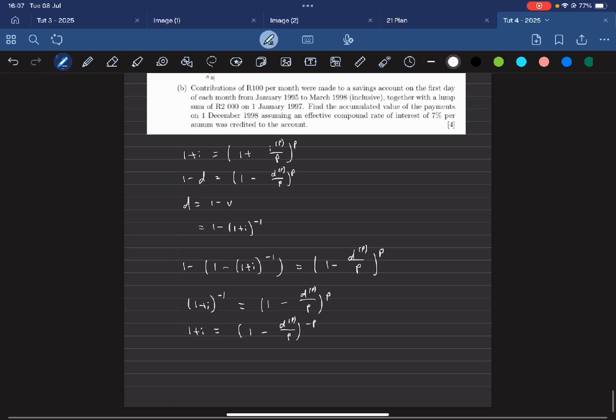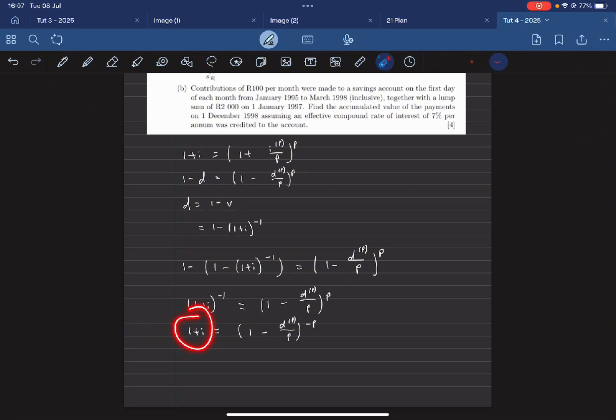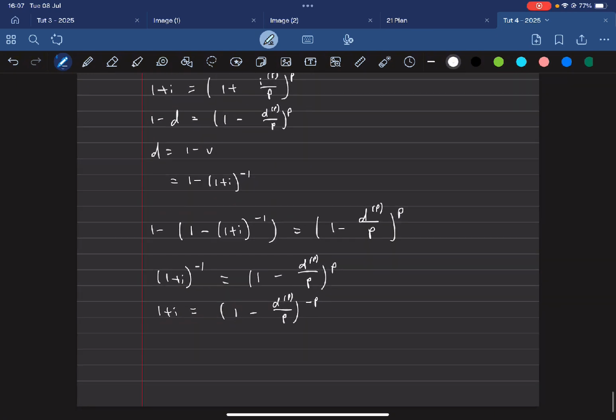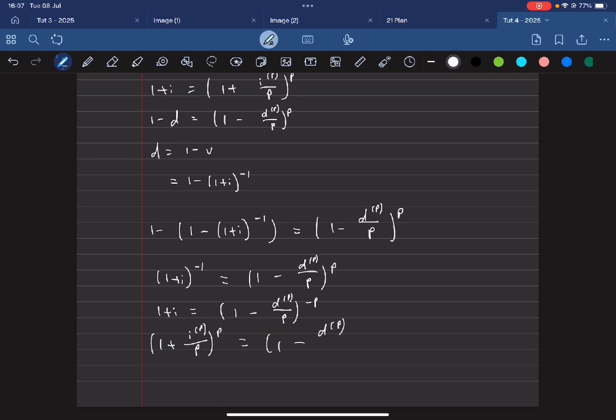And now, this is our big link. We have 1 plus i here, 1 plus i here. So now instead of writing this, we can replace it with this. And now we have i^(p) and d^(p) in the same equation. So that's really good. So now we have (1 plus i^(p) over p) to the power of p is equal to (1 minus d^(p) over p) to the power of negative p. Great stuff.